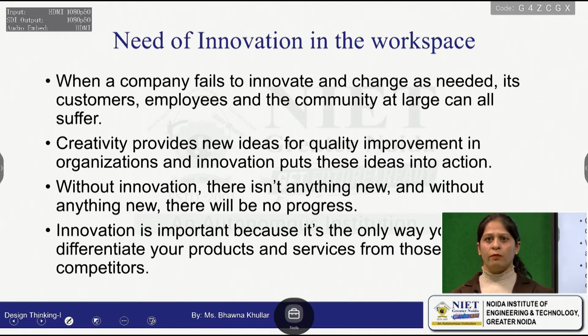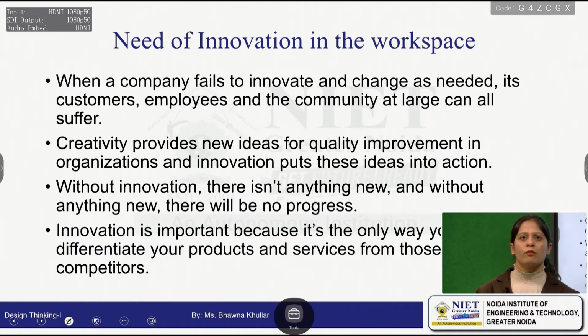Innovation is important because it is the only way to differentiate your product and services from the competitors. When you increase the production of the company and increase the demand for the product of the company, that is innovation. When you increase the business of any company, any organization, the employees will also be part of this company. This is also called innovation, because your company is in competition also.